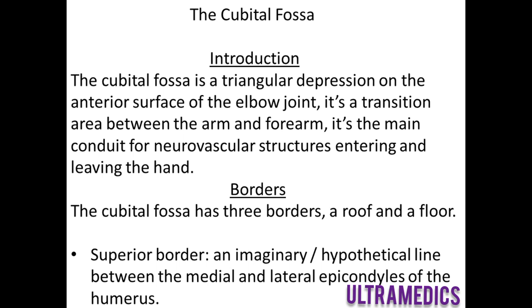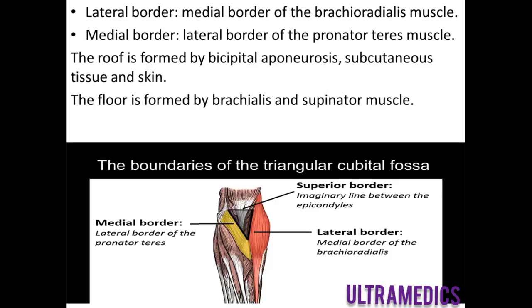The superior border is formed by an imaginary line between the medial and lateral epicondyles of the humerus. As you can see here, this is the superior border of the cubital fossa formed by an imaginary line between the medial and lateral epicondyles. Then we have the lateral border. The lateral border of the cubital fossa is formed by the medial border of the brachioradialis muscle. This here is the brachioradialis muscle. It forms the lateral border of the cubital fossa.